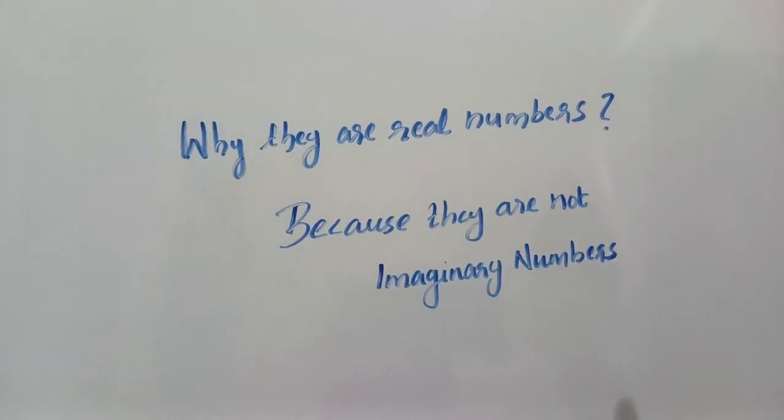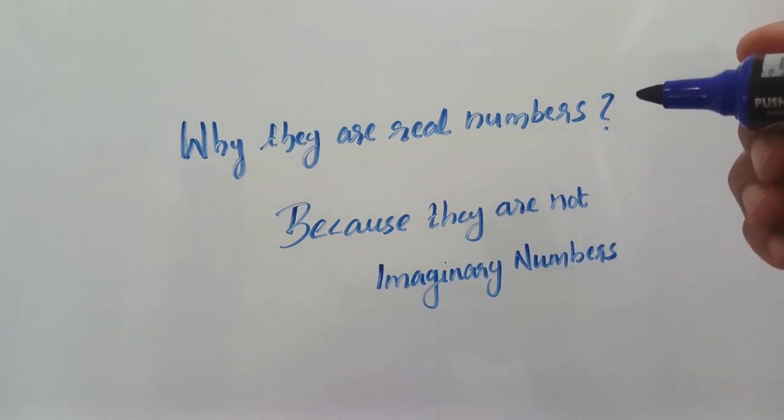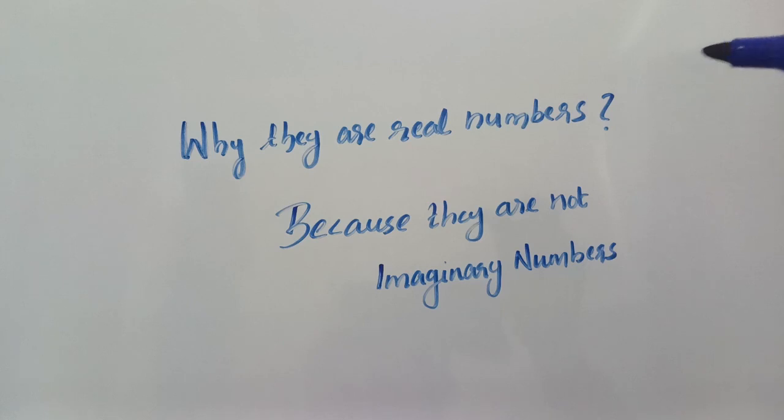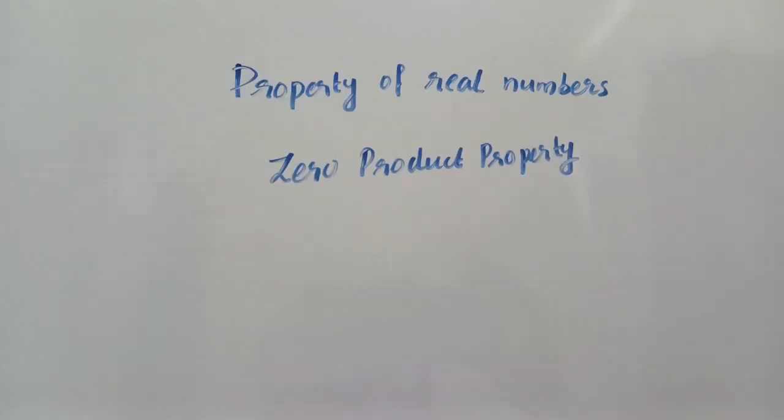Why are they real numbers? Why are we calling these numbers real numbers? Because they are not imaginary numbers. That is, real numbers are numbers which are not imaginary numbers. Real numbers had no name before imaginary numbers were thought of. That is, before, we were not calling it a real number. After the study of imaginary numbers, the name real numbers came, because real numbers are numbers which are not imaginary numbers.